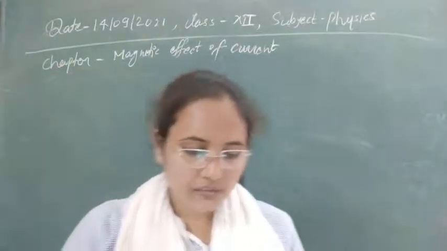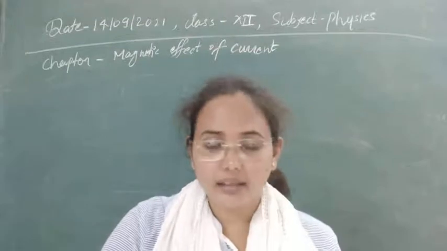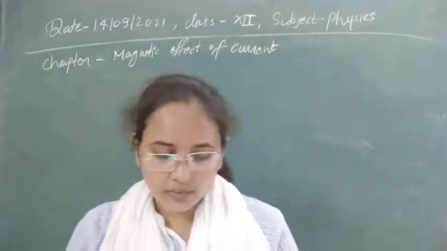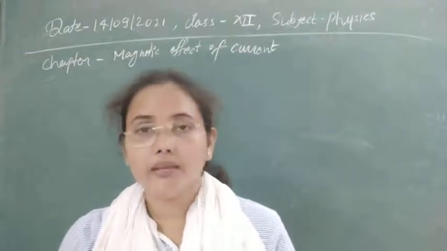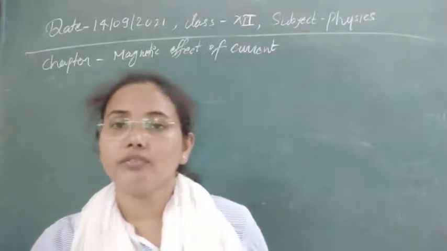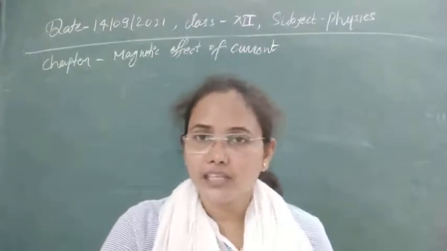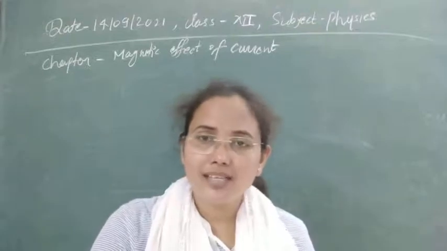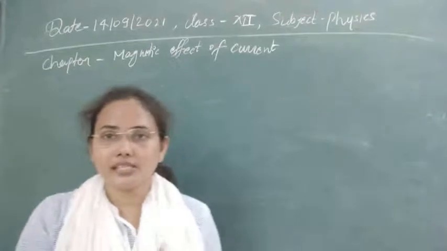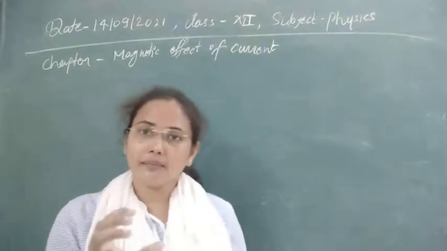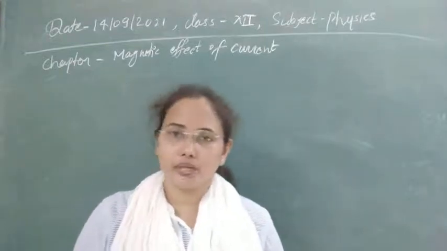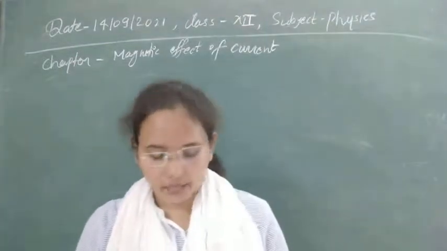Now next question we have: a current carrying wire in the neighborhood produces, where options are given: electric and magnetic field only, no field, electric field. So you know, any wire that is carrying current produces an electric field as well as a magnetic field. In magnetic effect of current, we have discussed the magnetic field production by the current. So current can produce both types of field, electric and magnetic.